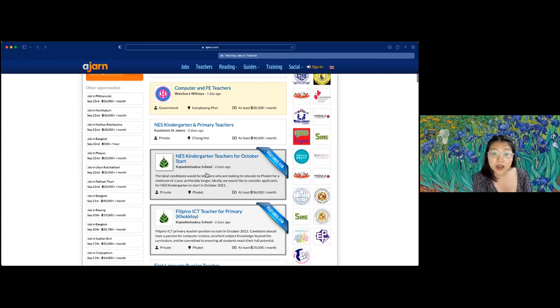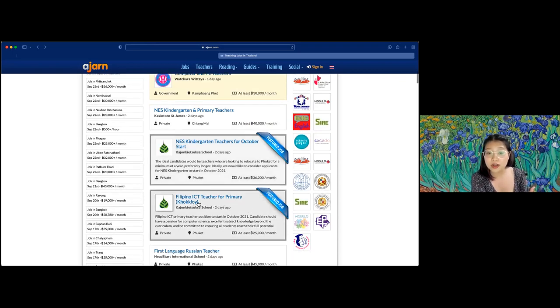So if we look at this kind of job, for example, native kindergarten teachers for October, this is the same school, and they're looking for native English speaker teachers, and the salary for a native English speaker teacher is 36,000 baht, which is a little bit over $1,000. But then if you look at the ICT teacher for the Filipino teacher, it's suddenly lower, 25,000 baht per month. This is the exact same schedule.